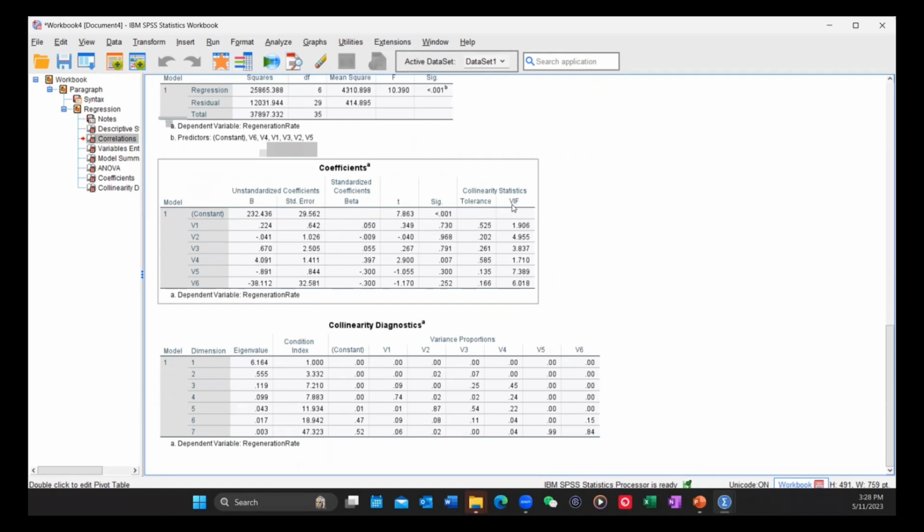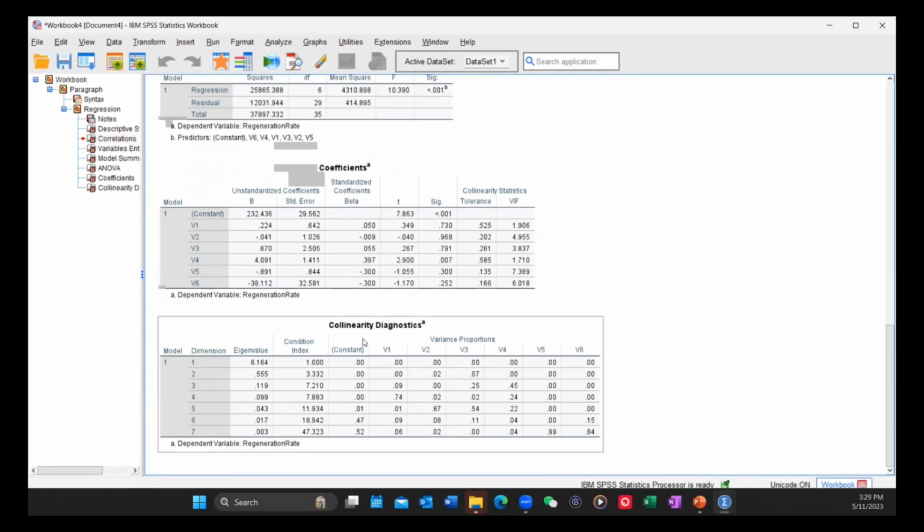Now let's go down to the coefficient table. In this table, we can see the VIF values, and V5 has the highest VIF value, 7.389, and V6 has the second highest, 6.018. The VIF value for V2 is 4.955, actually, which is borderline. So we are going to pay more attention to that as well.